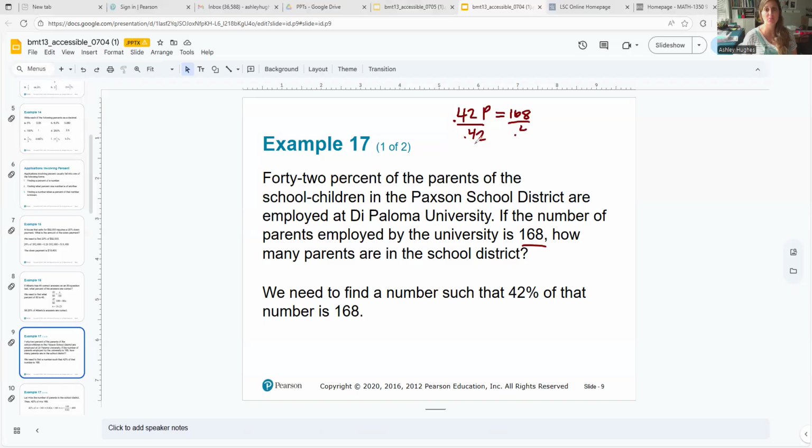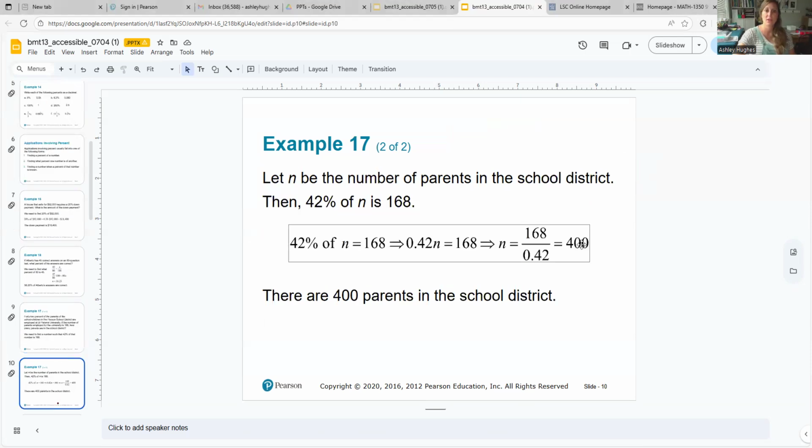This is one way to show the problem. You also could say 42 out of 100 times the parents is equal to 168. And then if you wanted to multiply by the reciprocal, that's the same as dividing. We could do it this way. So let's see how I model it here. So there are 400 parents in the school district.